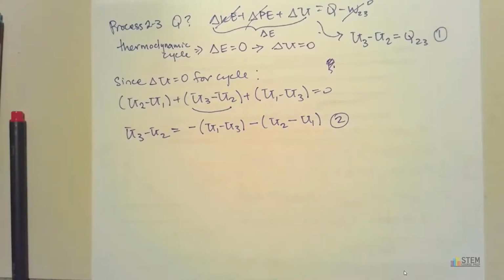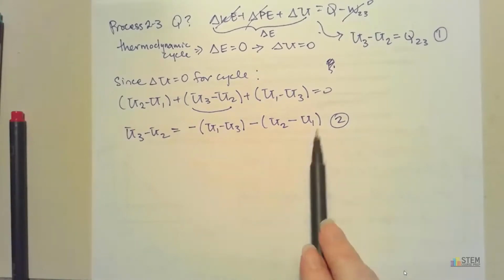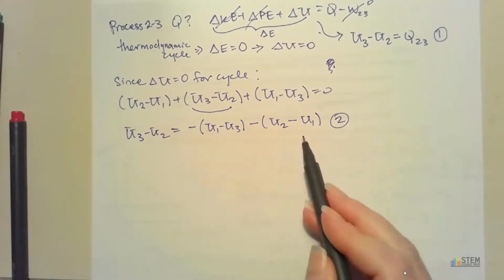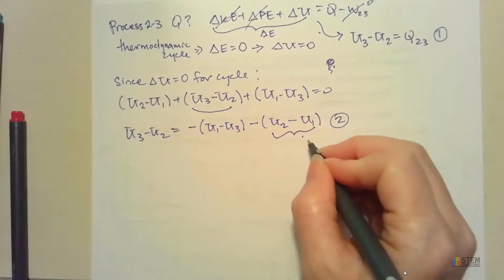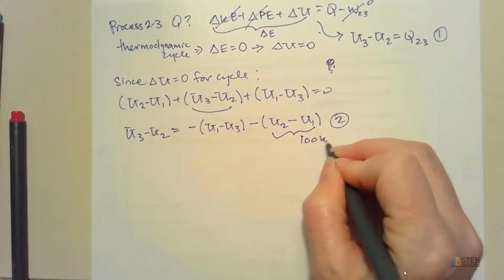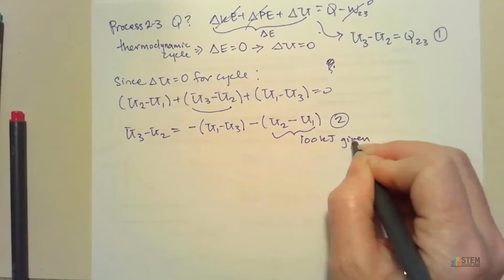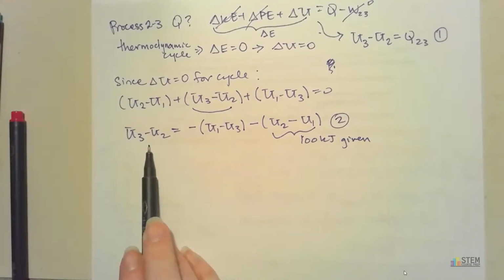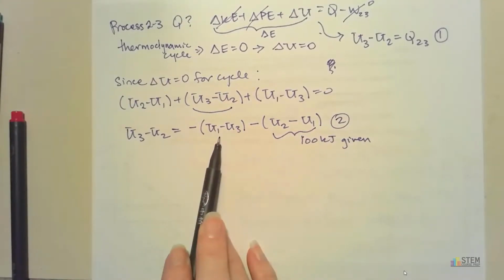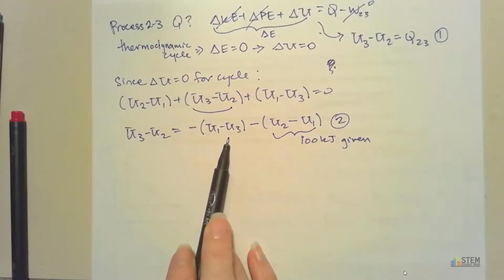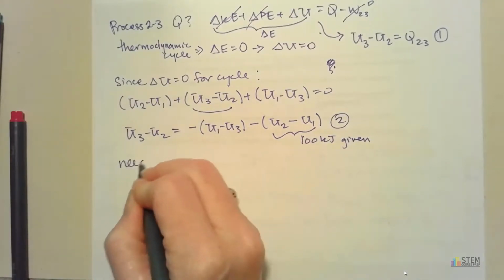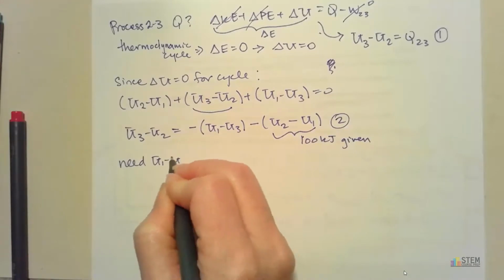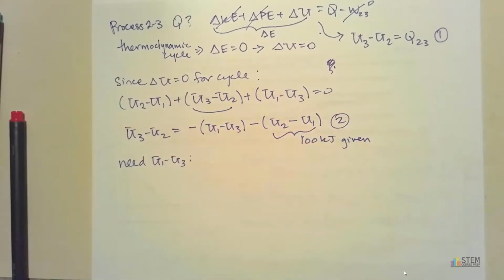Okay, now let's go back down to here. U2 minus U1 was given to us. 100 kilojoules was given. So we know that. Now we need to find this, because we know this is our Q. So we've got this, we need to know this. We need U1 minus U3. Now, how are we going to get that? So what do you think? We need to look at process 1, 3 again, right?